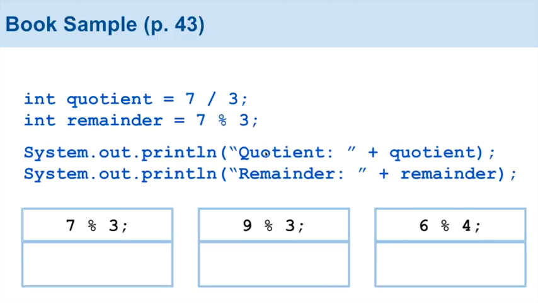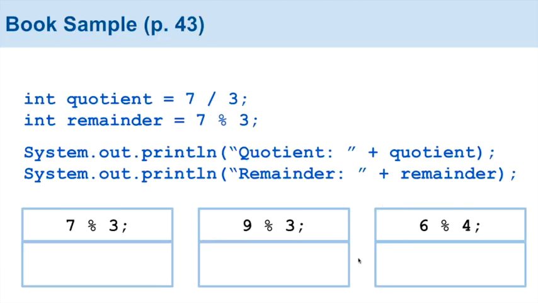So we're going to print out in the code quotient, and then we're going to add the variable quotient. Then this is going to be another print line, and it's going to give us the word remainder, and we're going to concatenate it with the variable remainder, so that we get some words along with the variable, which makes a little bit more sense.